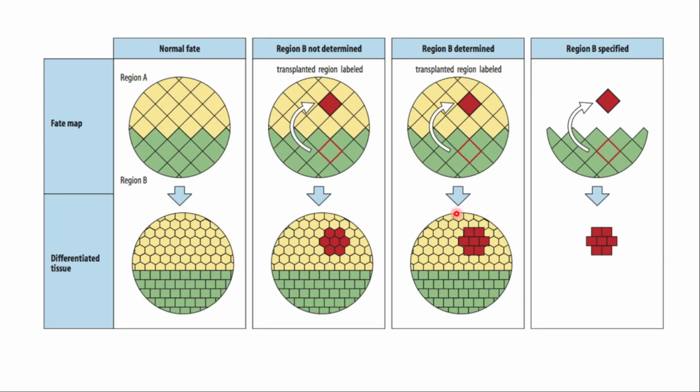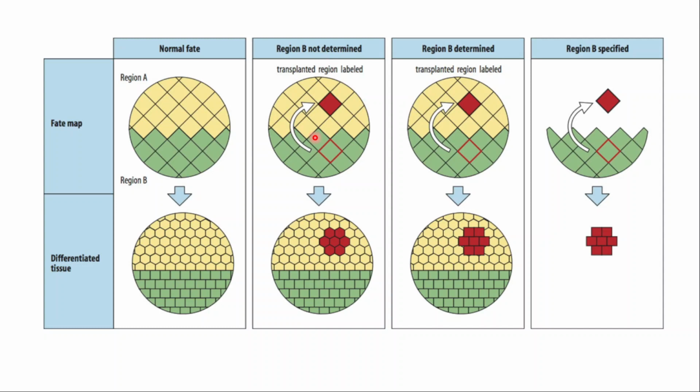So here is a diagram, showing clearly, which will help you understand the difference between specification and determination. So we have a fate map and differentiated tissue. In normal fate, we have two regions, region A and region B, which form these types of cells. Region A will form hexagonal cells, region B will form square cells, like a brick. Now region B is not determined.